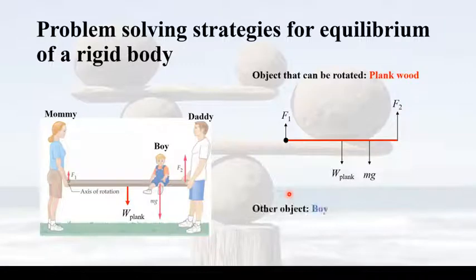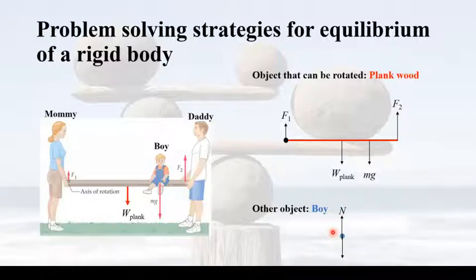So where should we put the normal force? Let's look at the other object, the boy. This is a free body diagram for the boy. The boy comes with a weight, so we have mg, and the normal force is acting on the boy. So we put it in the free body diagram for the boy, but not for the plank wood, because this normal force is not exerted on the plank wood. This normal force exists because the boy is sitting on the plank wood, and it acts on the boy. So if you want to sketch a normal force, you give it to the boy.